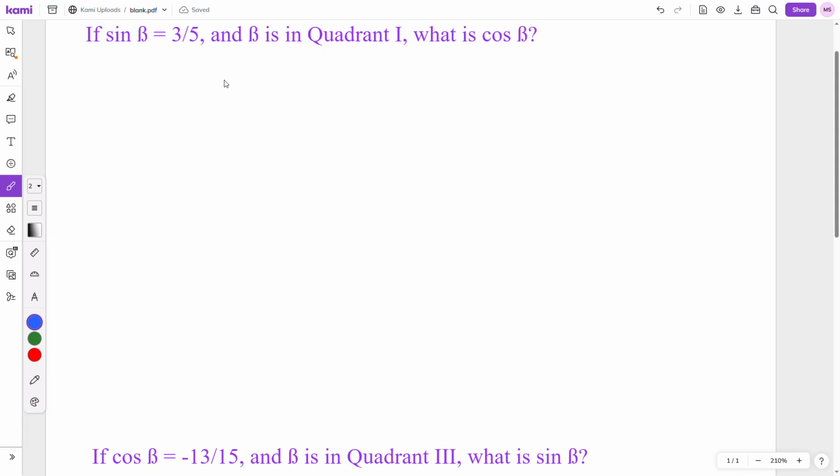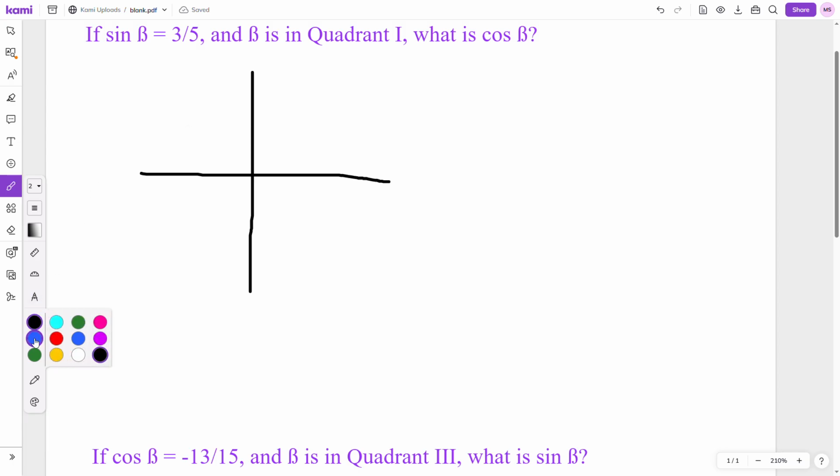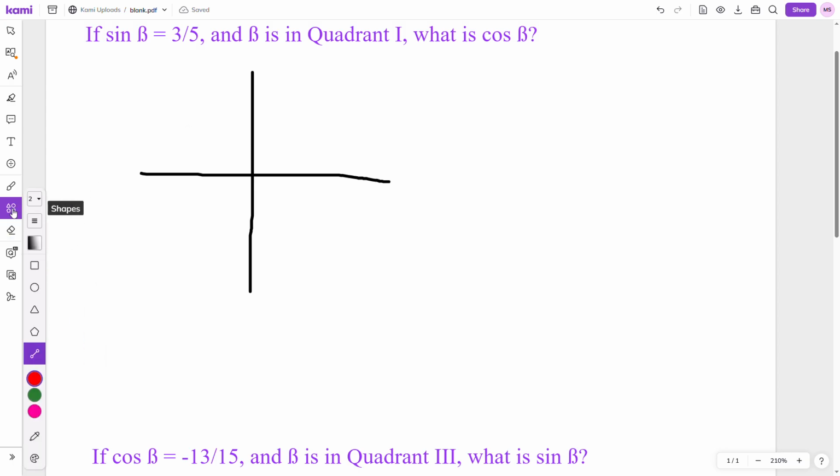Here's another video about math, trigonometry to be precise. In fact, instead of using the normal unit circle to answer these questions, we have to do something different here. So the question says that the sine of beta is 3/5, and beta is in quadrant 1. What is the cosine of beta?